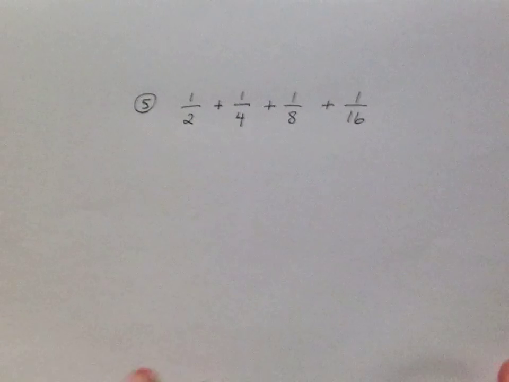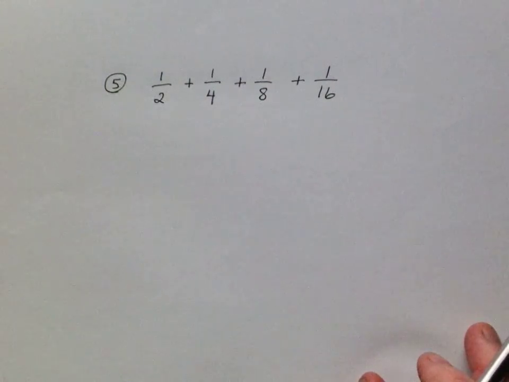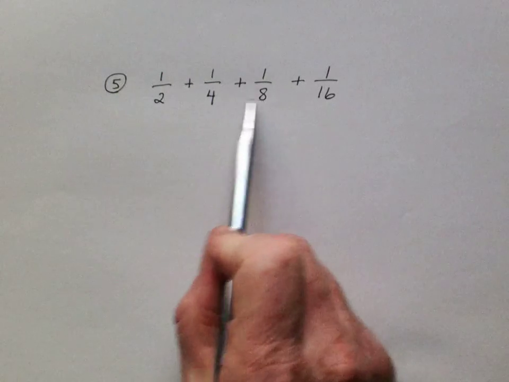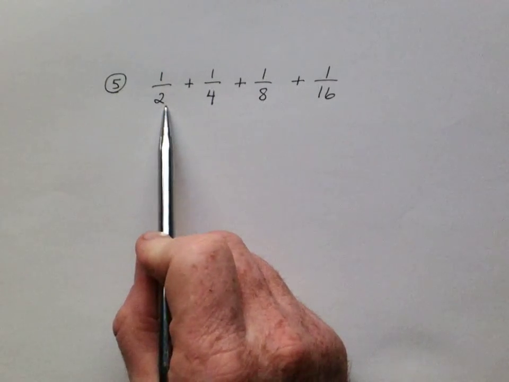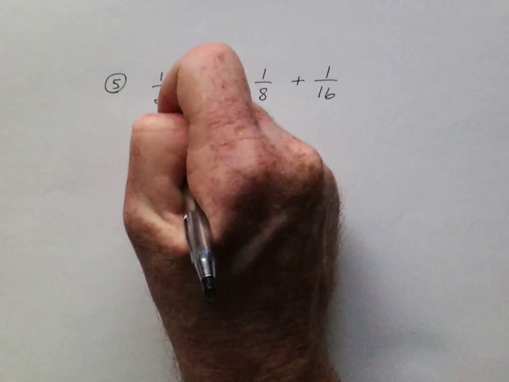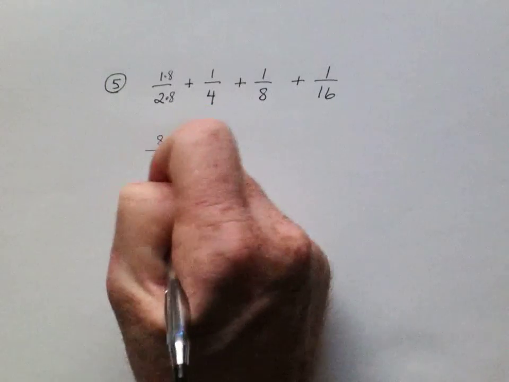And then, talking about fraction fun, look at this. How about 4 fractions? At first, it may seem like, oh my gosh, that's a lot of work, except you can get all of these denominators to turn into 16s. All you have to do is this one, multiply by 8 on the top and the bottom. So this one would be 8 over 16.